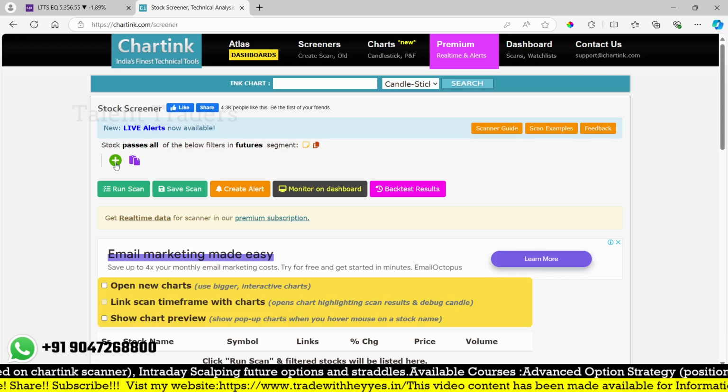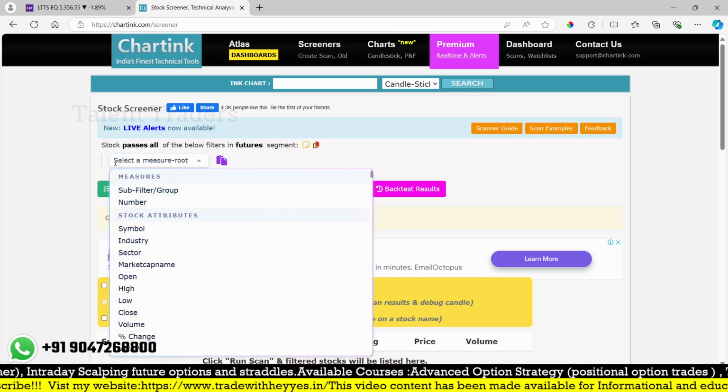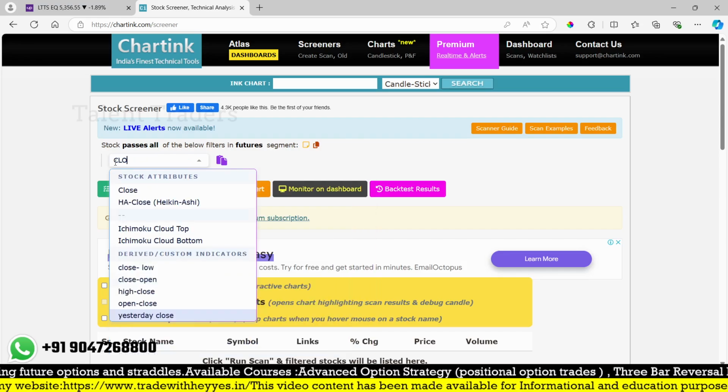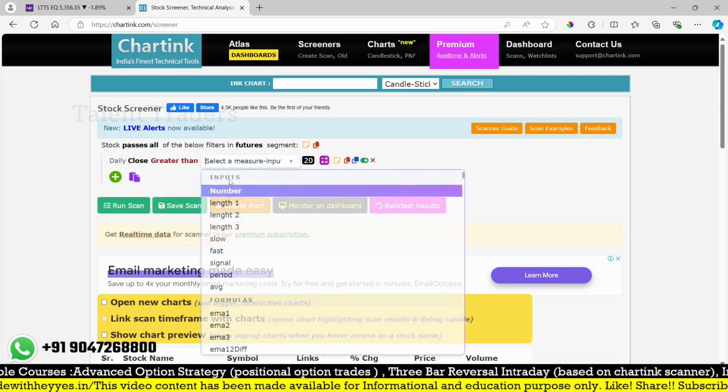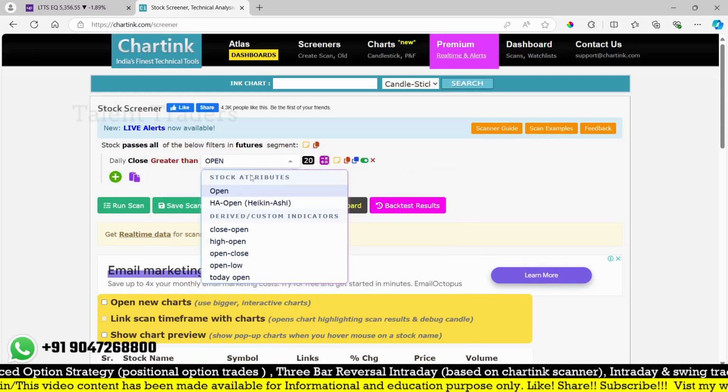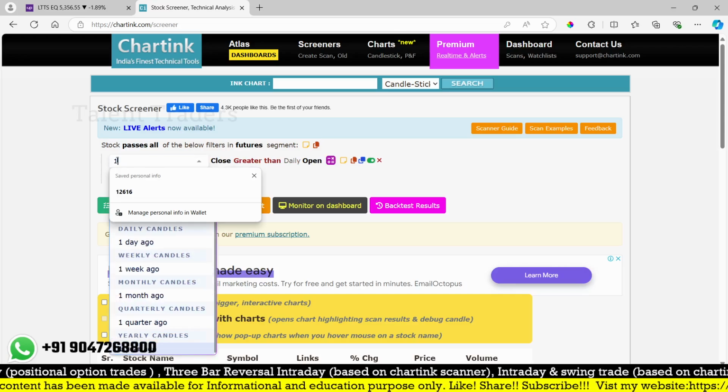So that condition we can easily create with close greater than open, which I hope you know well. The closing price must be greater than the open price. That simply tells you it is a green candle. I'm just using a 15 minutes time frame.